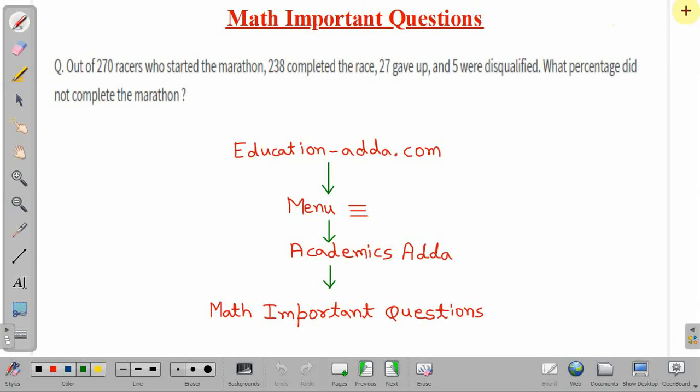Hello friends, in this lecture we will discuss one important problem of mathematics which is from the topic percentage.